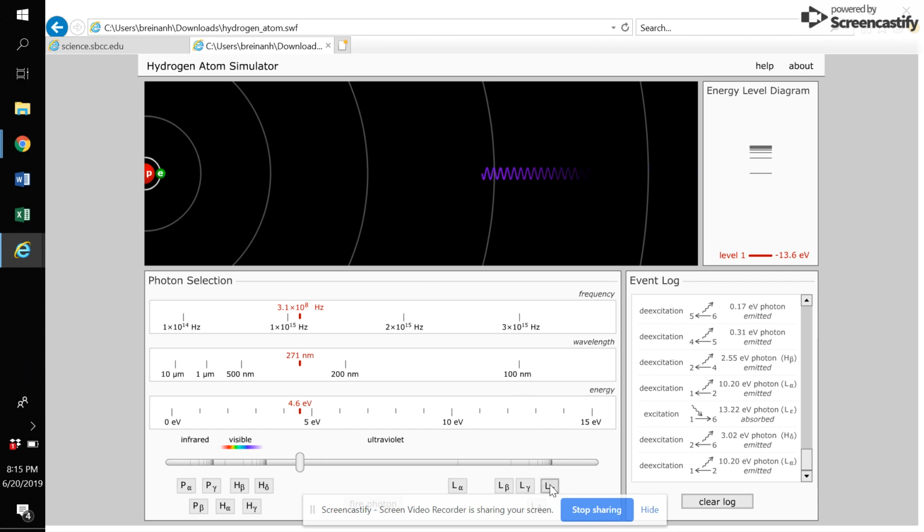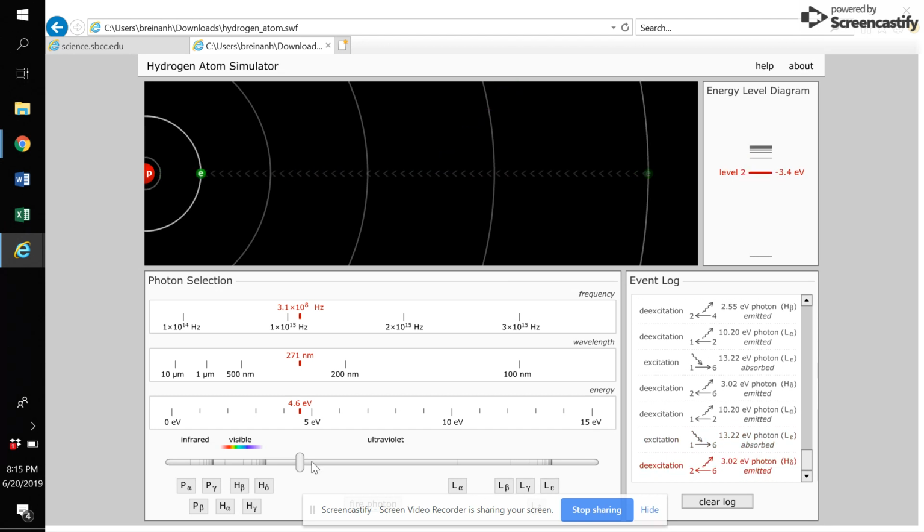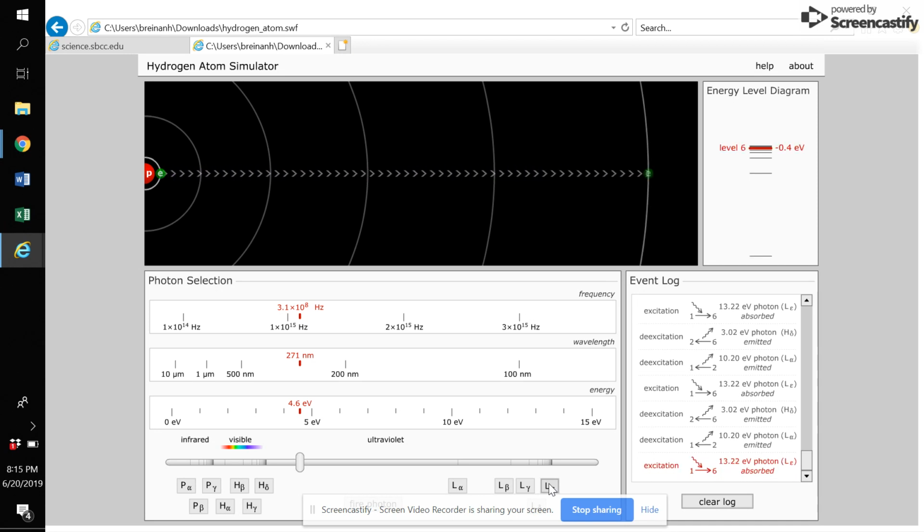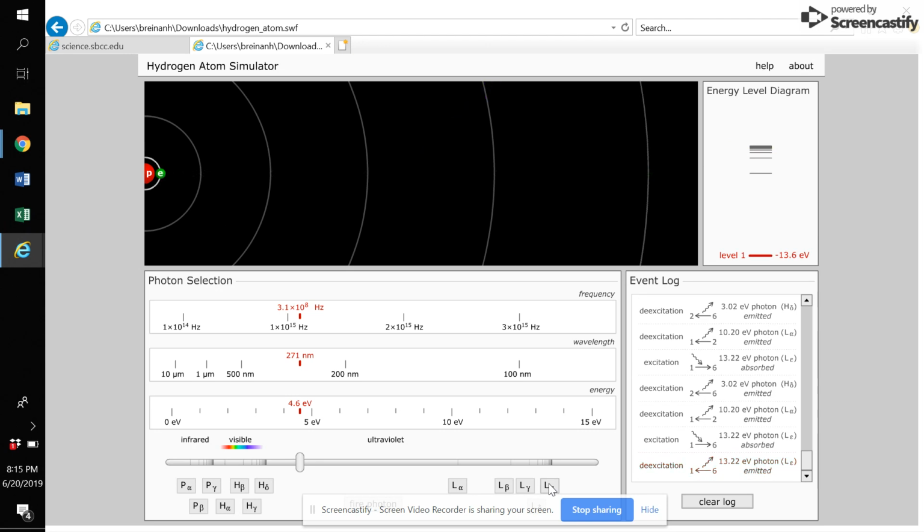So here comes the photon, and it excites the electron to the 6th energy level. Watching that electron, it's going to lose energy. In this case, it lost a lot of energy to energy level 2, and then it will lose some more energy to go to energy level 1. If I repeat the process, again, incoming photon exciting the electron to level 6, it's going to lose energy. This time it went straight back to level 1.